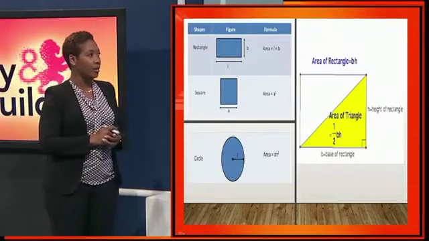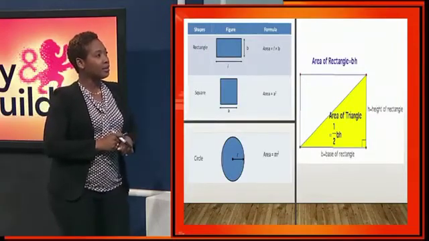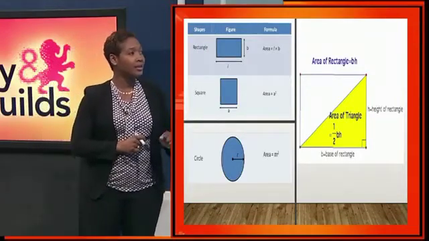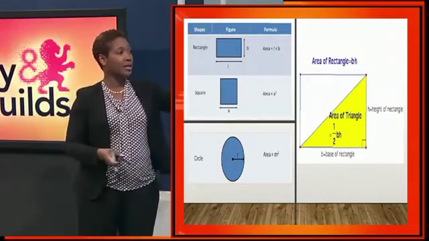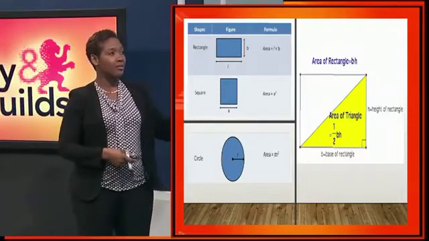All right, so let's just look here at some of the things that we'd have done so far about area. The shape rectangle, to find the area of a rectangle, you multiply either the base times the height, or in this instance, you have the length times the breadth.